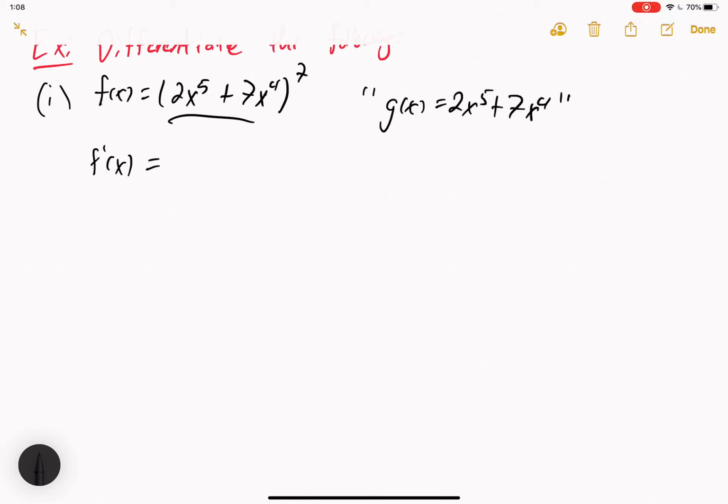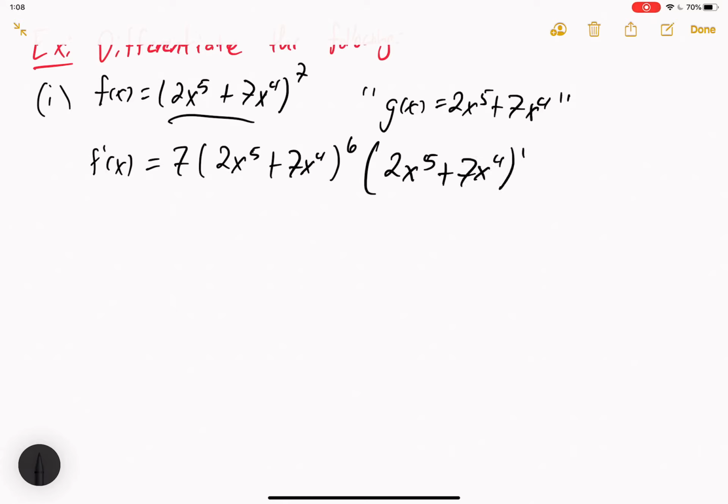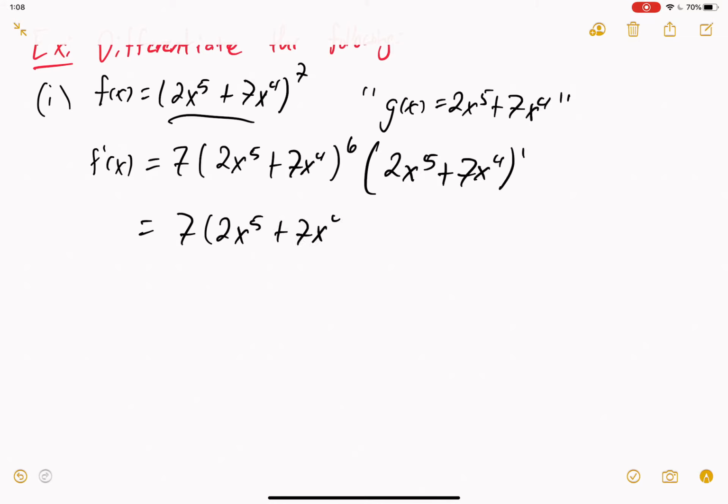Remember, the derivative is going to equal, you bring down that exponent, so 7 times 2x to the 5th plus 7x to the 4th, then 7 minus 1 is 6, and then times the derivative of g of x, so 2x to the 5th plus 7x to the 4th prime. And then finally what we get is 7 times 2x to the 5th plus 7x to the 4th to the 6th. And then the derivative of 2x to the 5th plus 7x to the 4th is just going to be 10x to the 4th plus 28x cubed. And that's going to be our answer.